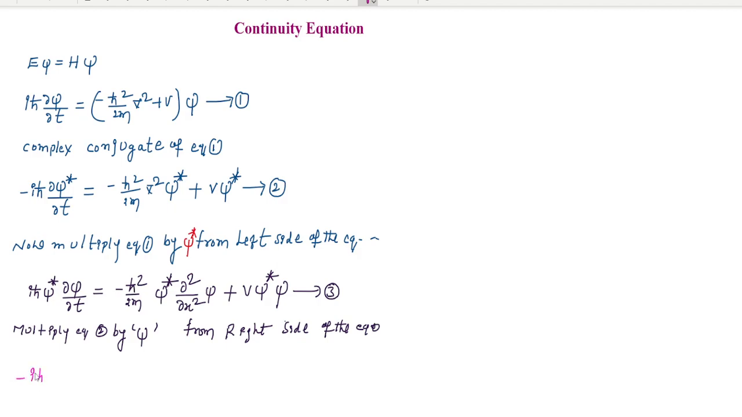So iħ ∂ψ*/∂t, the complex wave function ψ*, equal to minus ħ² divided by 2m ∇²ψ* plus Vψ*, the complex ψ*. This is equation number 4.